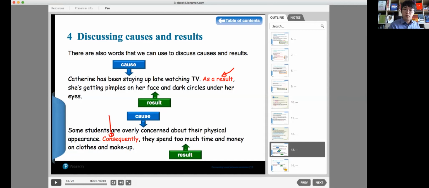Another example, the third example. Some people develop allergies after using certain skincare products. So this is the result. You have allergies. Therefore, this is the reason. This is the reason. Therefore, we use therefore to talk about result. Therefore, we should do some research before buying a new product.